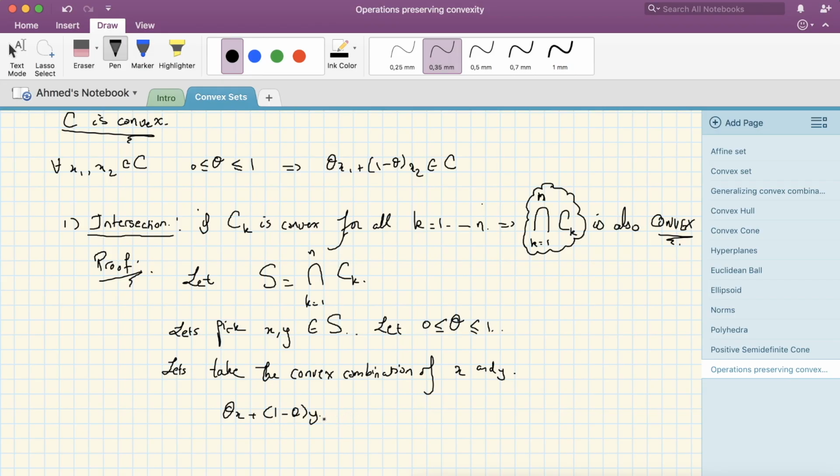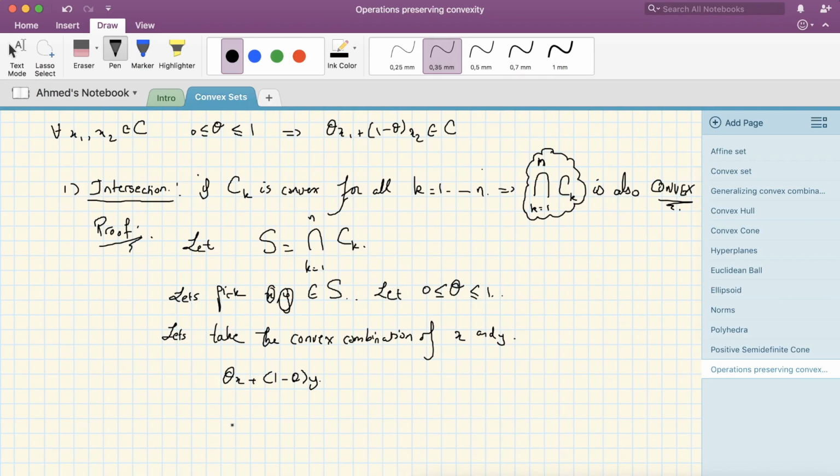So let's see what that means. Since x is in S and y is in S, what does that mean if x is in S? It means it's in the intersection of the CKs, right? So let's consider only one CK. Let's call it CK0. So let K0 be any integer between 1 and n, and let's consider the set CK0. So CK0 is one of the sets C1 till Cn. This means that x is in CK0, right?